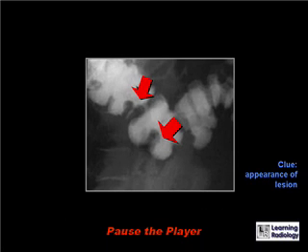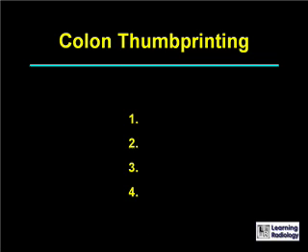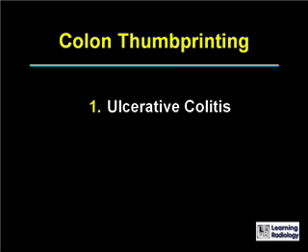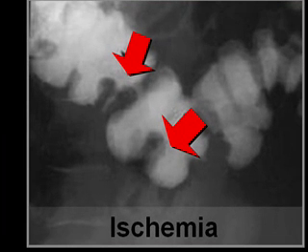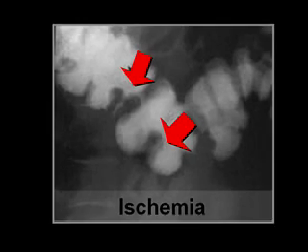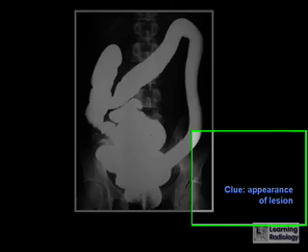The differential is for thumbprinting in the colon. There are 4 causes listed. The causes for thumbprinting in the colon include ulcerative colitis, ischemic disease, hemorrhage, and lymphoma. This is the next differential diagnosis.